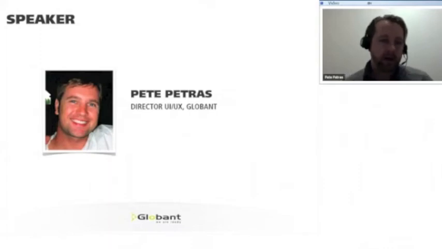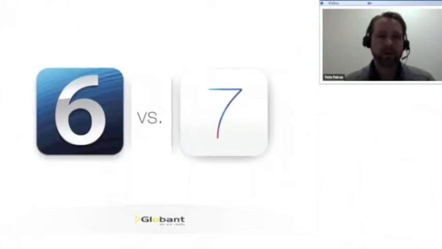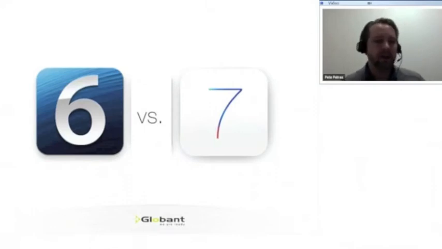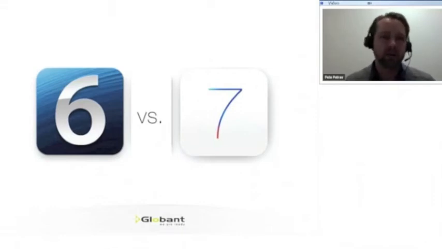My name is Pete Petrus, Director UI UX at Globant here in San Francisco. I'm going to bring this back down from the broader picture that Venkat had been talking about, as far as Apple and the relevancy of iOS, to specifically the differences between iOS 6 and iOS 7, and how that can impact design and what the opportunities are.